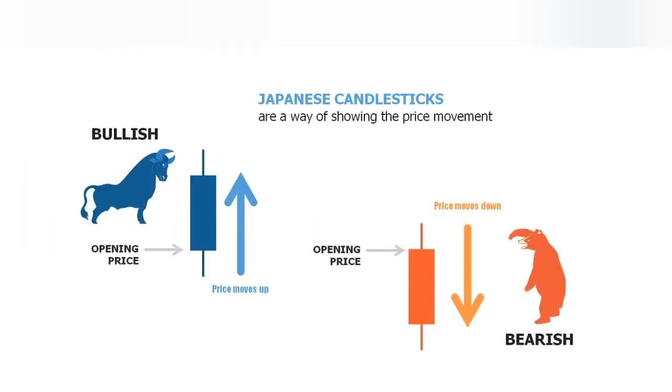The actual colors do not matter. They can be set to any color you like. The colors are a way of telling you the direction of the price during a period by just looking at the color.